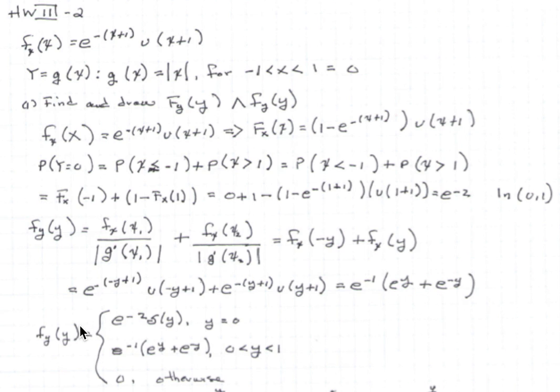Okay, basically, what we have now is the density function for the new y random variable, with the corresponding constraints: e to the minus 2 delta y for y equal to 0, e to the minus 1, the quantity e to the y plus e to the minus y, for y greater than 0 and less than 1, and 0 otherwise. And now for the remainder of the presentation.